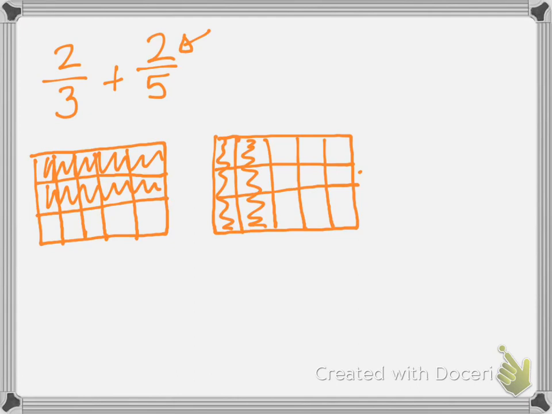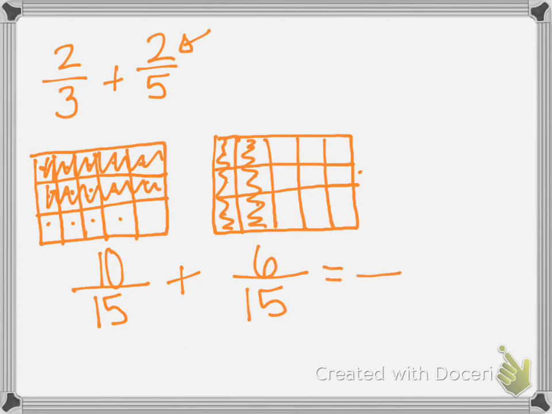So we now want to write what is represented here. So first let's find what our denominator would be. So we have 1, 2, 3, 4, 5, 6, 7, 8, 9, 10, 11, 12, 13, 14, 15 squares. And we've colored in 1, 2, 3, 4, 5, 6, 7, 8, 9, 10. Now we also have 15 squares over here. And we've colored in 1, 2, 3, 4, 5, 6 of them. Right? So now we can add them because our denominators are the same.